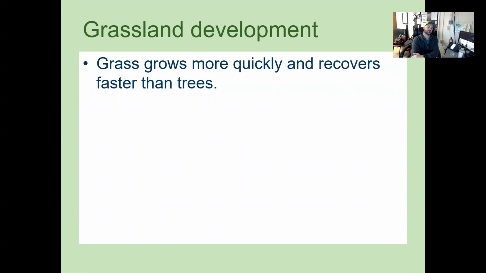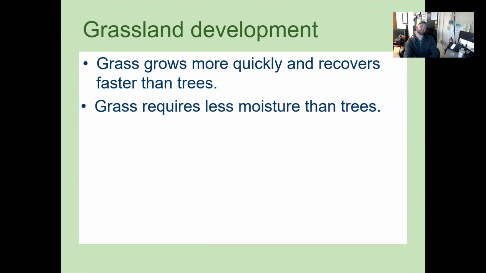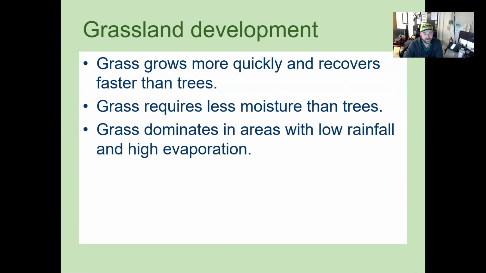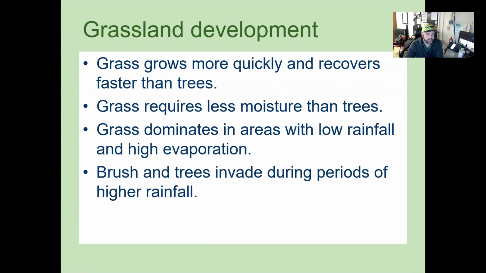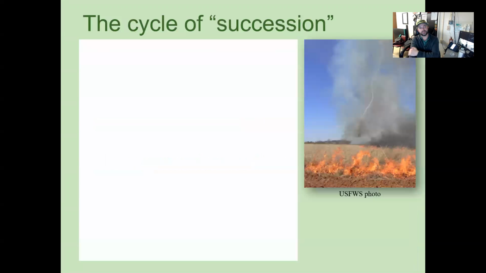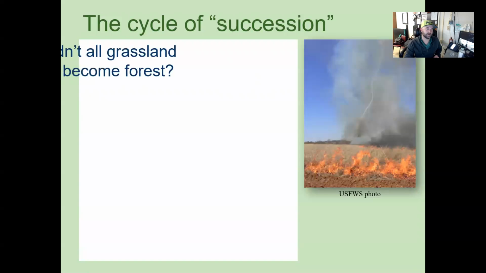How grasslands are formed: grass grows more quickly and recovers faster than trees. Grass requires less moisture than trees. Grass dominates in areas with low rainfall and high evaporation. Brush and trees invade during periods of higher rainfall, and established trees create shade, allowing the forest to maintain itself. So that's the cycle of succession.